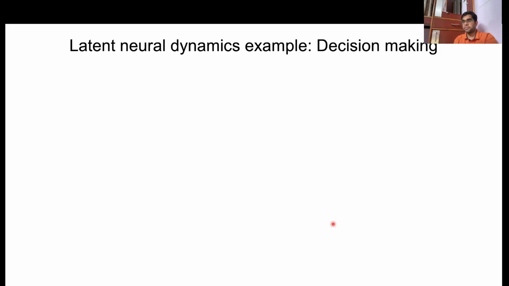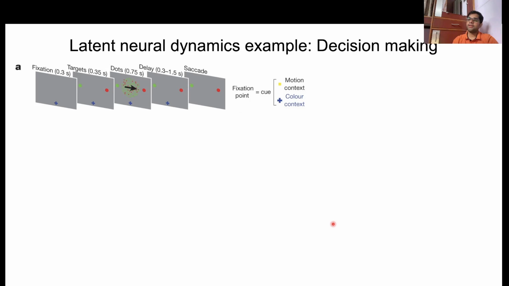so cool. So another example, we'll see into a decision making task here. Okay, so here the task goes this way. The monkey is fixated on the screen at the blue point here, and there are two types of cues. The yellow colored square here is called motion context cue, and the plus is called color context cue.